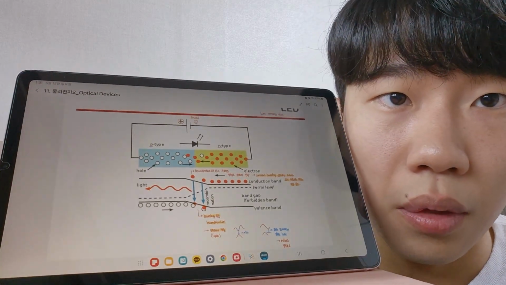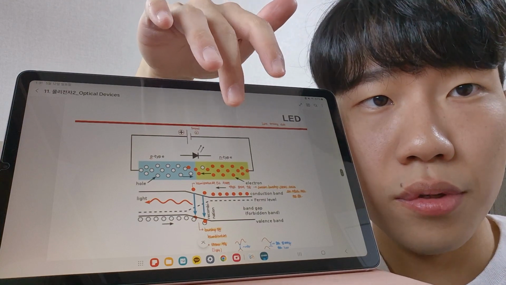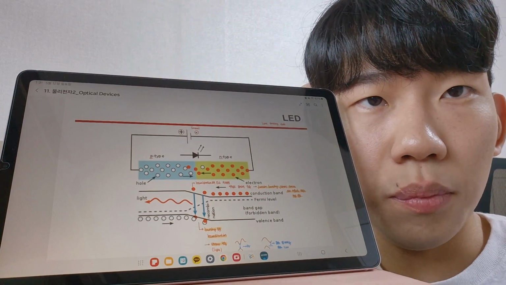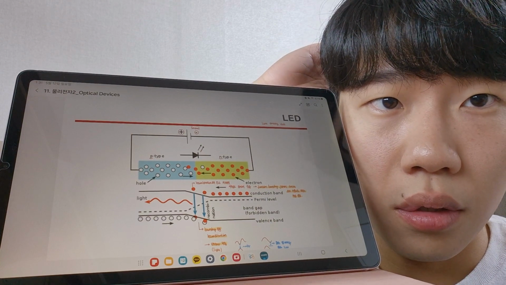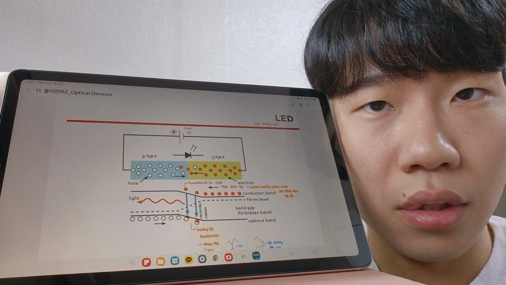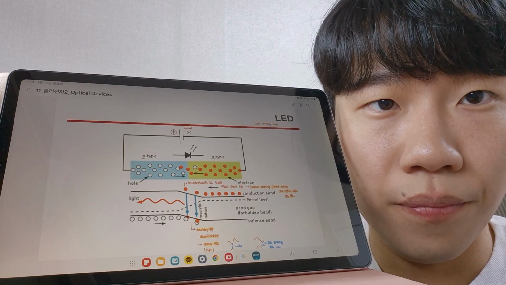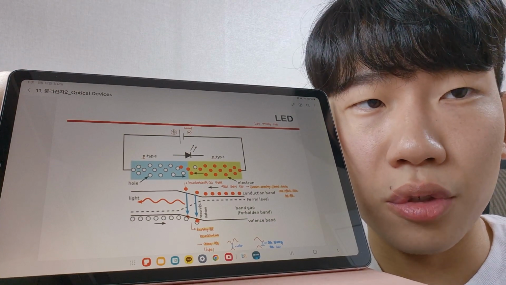Hello, we'll talk about some optical devices this time. First, LED. LED means light emitting diode. We learned about the PN junction diode last time. Then we apply a forward bias to the PN junction diode.